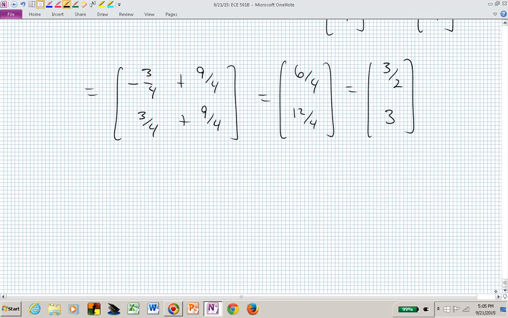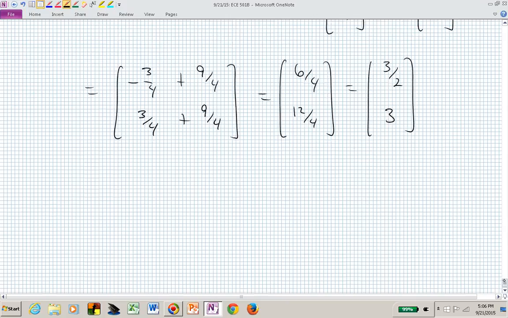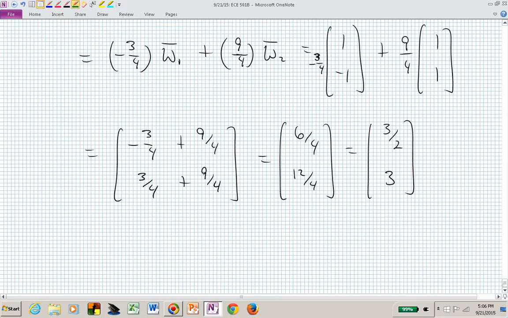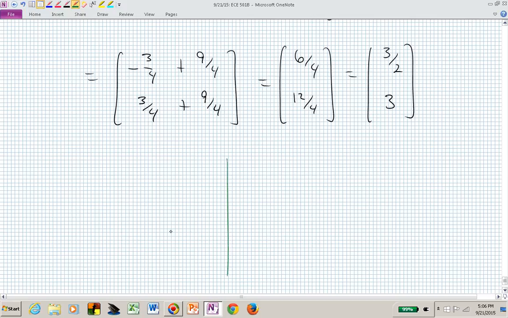That's now 3/2 and 3, so that now we have taken this point P1, which was starting right here, and through the mapping of A bar, we've now changed it up to 3/2, 3, which is now Q1.